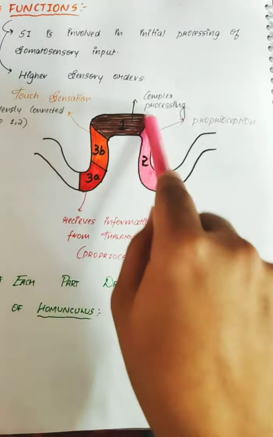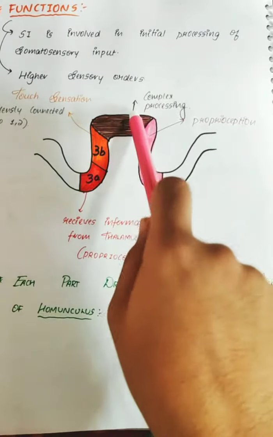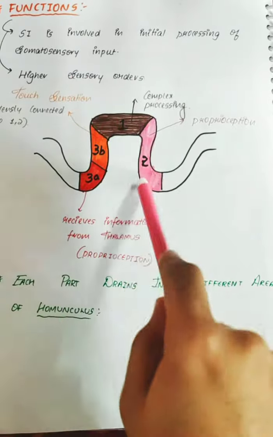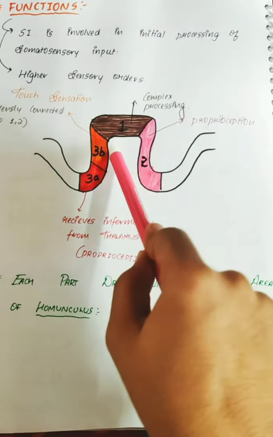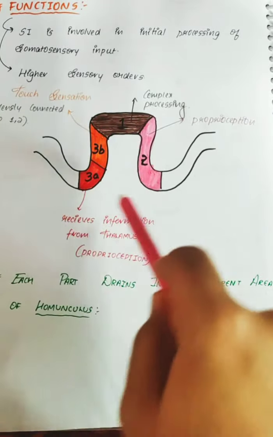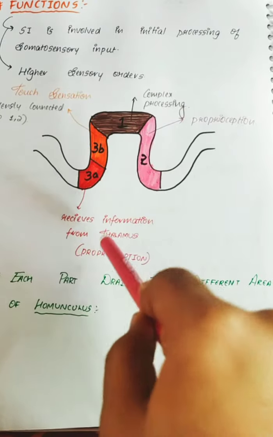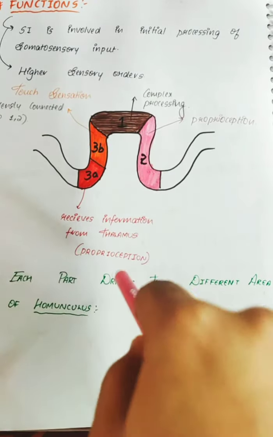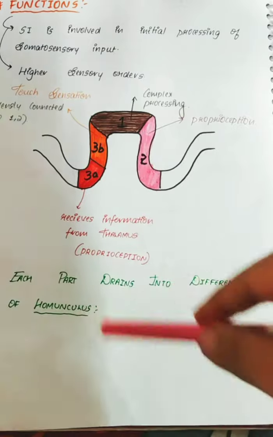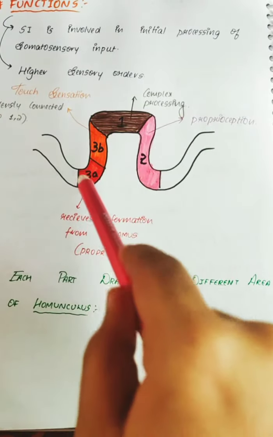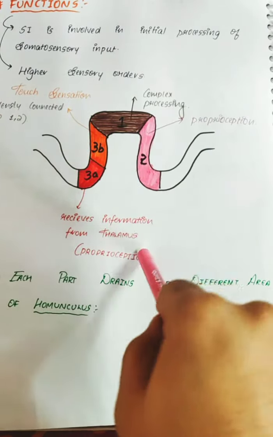As I have said, there are areas 3A, 3B, 1, 2. Area number 3, 1, 2. In 3 there is 3A and 3B. 3A is mainly receiving information from the thalamus. Proprioception, you know the definition of proprioception. Basically proprioception is the ability to identify the object in space. It receives the information from the thalamus.